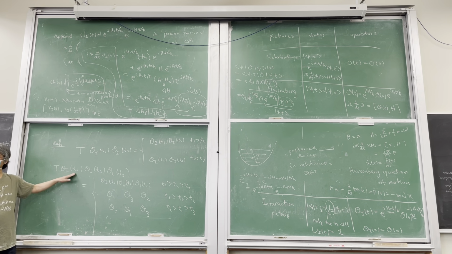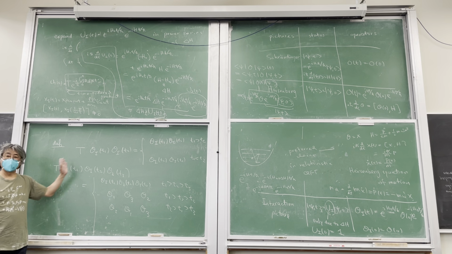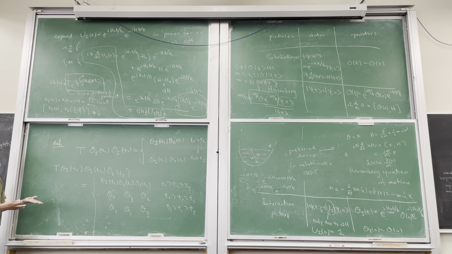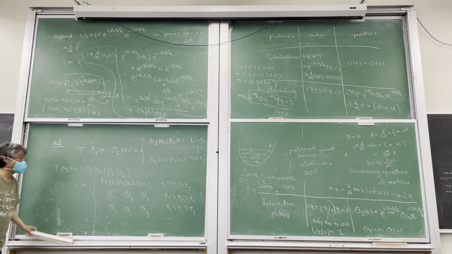So if you have nth order in operators, you have n factorial ways of ordering them, but the rule is always to stick to the time ordering. Earlier operators go to the right, later operators go to the left. You sequentially order these operators according to the times at which the interaction-picture operators are defined. So that's the definition of time ordering. And once you know what the definition is, you know what that expression means, at least.